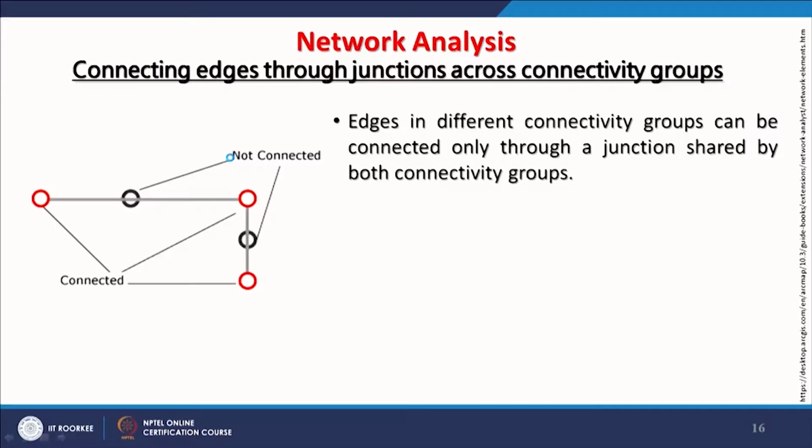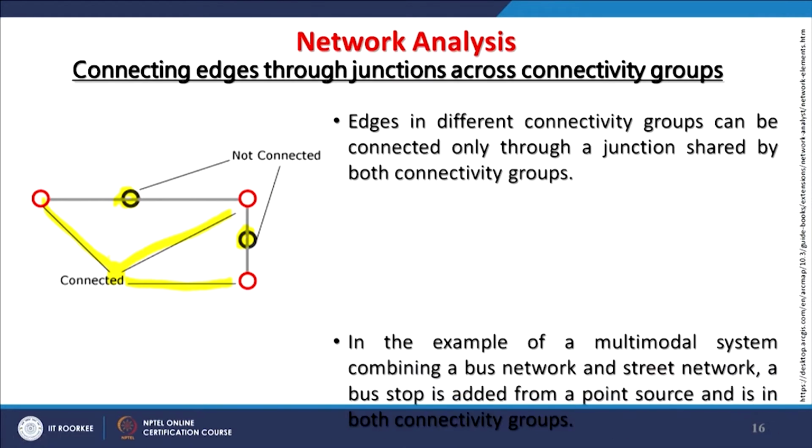Further on the same discussion, edges in different connectivity groups can be connected only through a junction shared by both connectivity groups. So, here this is not connected by any other group, and this black circle may be a junction, but it is not shared by any other group. The only one which is connected is this one, with the thick black line and gray line, and another one is this one, which is a relatively thin line. So, two networks are there.